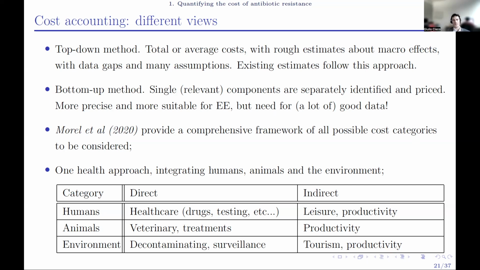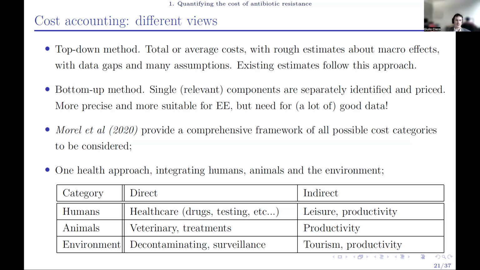So basically, you have this general estimation about the average or total cost of the problem, considering the macro effects. But this approach, I mean, it's not that it's wrong. The problem is that in this case, for example, we have many data gaps, so we have to make assumptions when we don't have data, and the more assumptions we make, the more likely we are to make some errors and not be precise in the estimations.